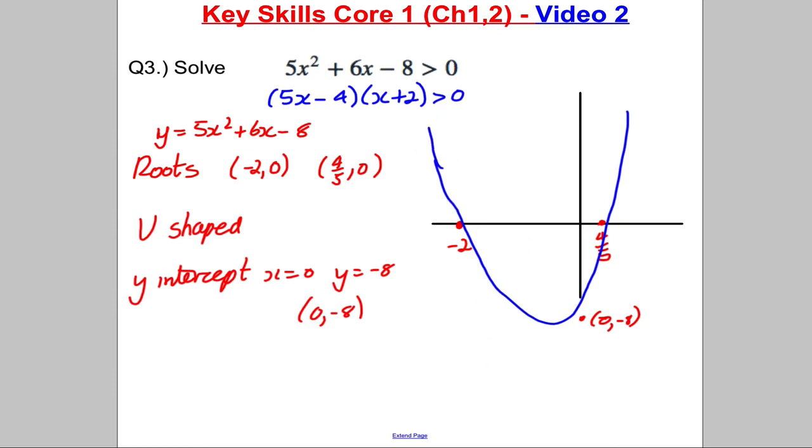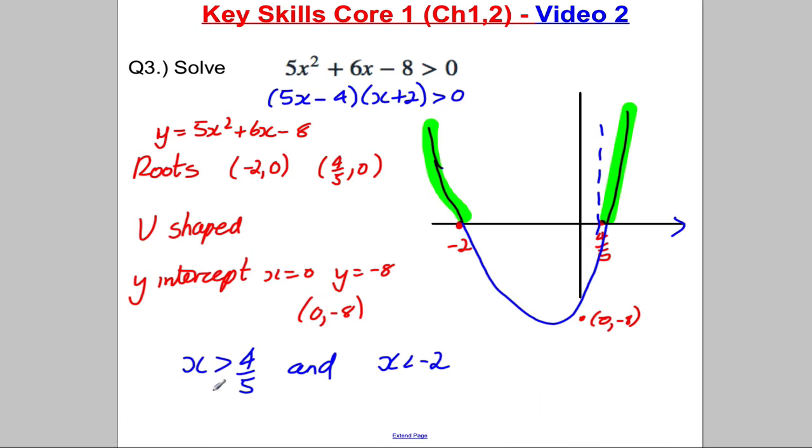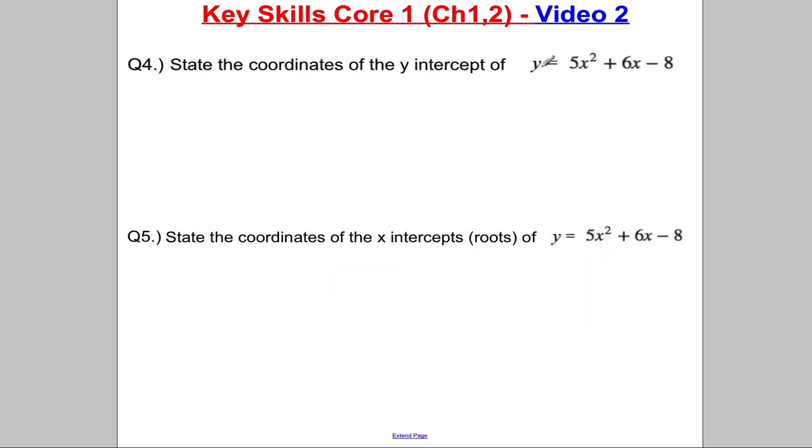Should be symmetrical there. And we're looking for where this graph is bigger than 0. So this graph is bigger than 0, that region and that region. Now for what x is that true? Well, it's true for any x number, because remember this is the x-axis, any x number bigger than 4/5, and it's true for any x number less than -2. And they are your answers to this type of question. You must factorize, draw the graph, highlight the region you're looking for, and state the x values for which it's true. Okay, question 4.